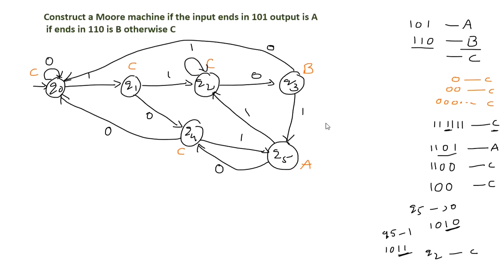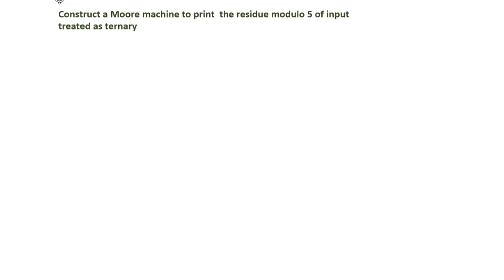Now on every state, every alphabet is defined with the outputs. We will see the next example.